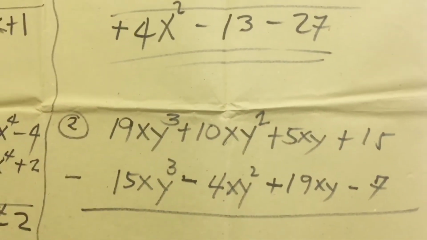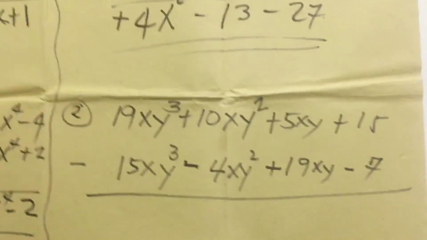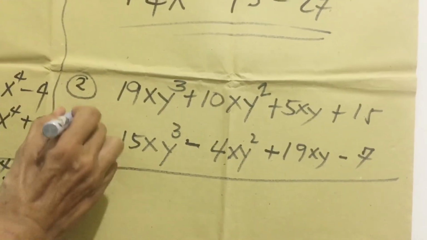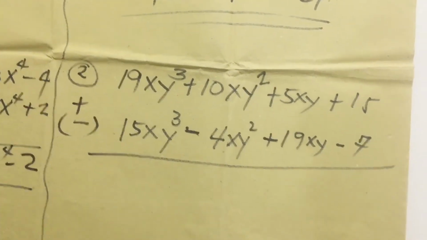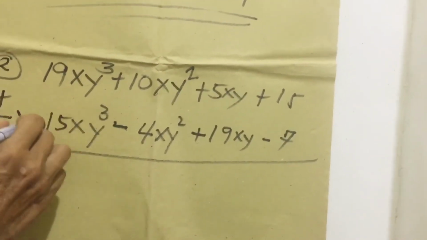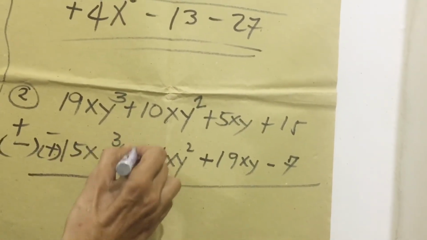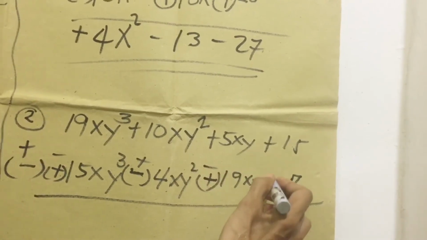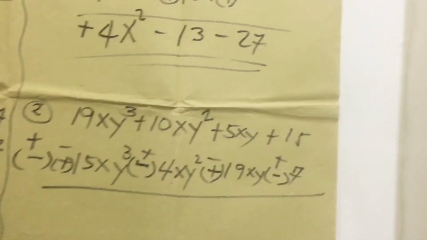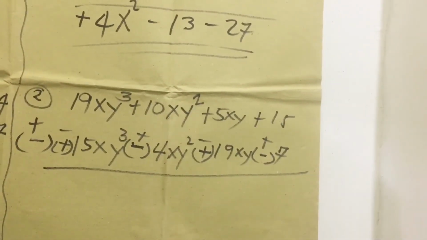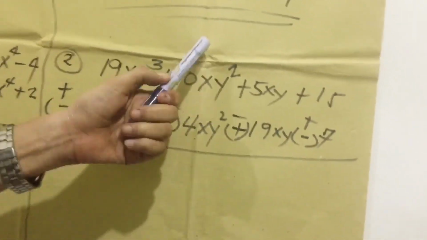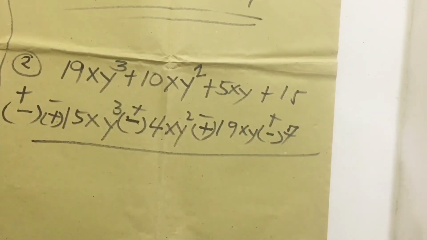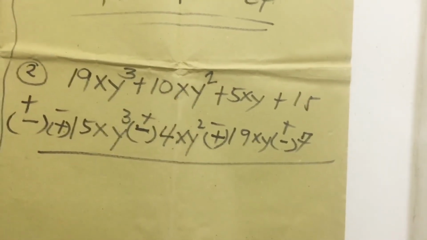Next, check muna. It's number 2. Negative, magiging positive. Change natin. Itong positive, magiging negative. Yung negative, magiging positive. Yung positive, magiging negative. Yung negative, magiging positive. Then, i-check din natin ulit yung mga variable kung tama. Okay? Naka-line lahat. Okay naman. I-add na natin siya.